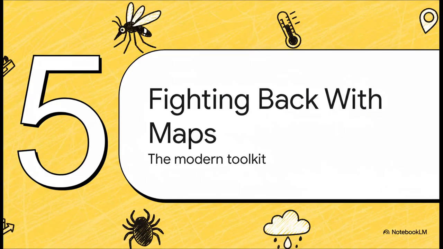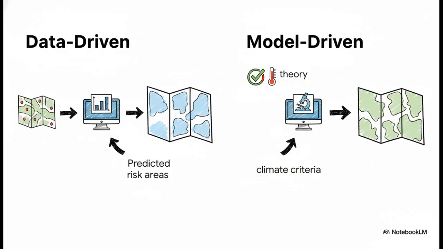Okay, so these maps can look pretty scary, but the good news is they also point us toward the solution. When you're faced with threats that are spreading like this, how do you fight back? Well, it's all about using data to make even better maps, a kind of modern toolkit for public health defense. Generally speaking, scientists have two main playbooks for this. The first is data-driven. You start with the known disease locations and then use computers to find other places that have similar features. You're basically letting the data speak for itself. The other way is model-driven. This is more like starting with a theory, like we know this tick needs a certain temperature to survive, and then mapping all the places on Earth that fit the bill.